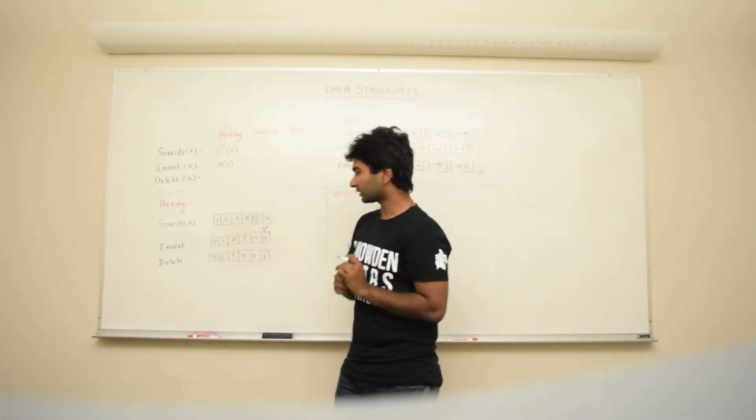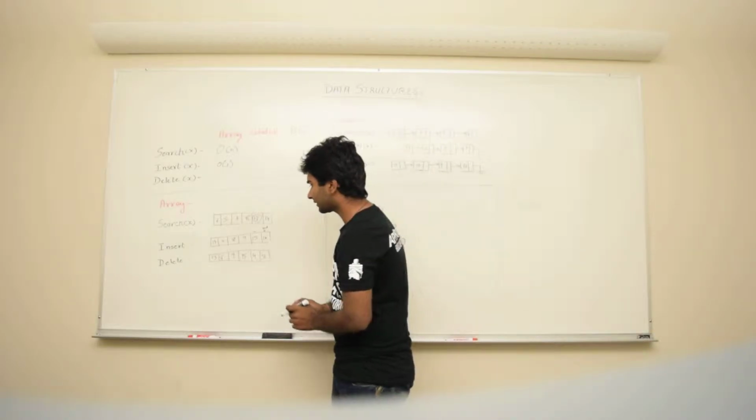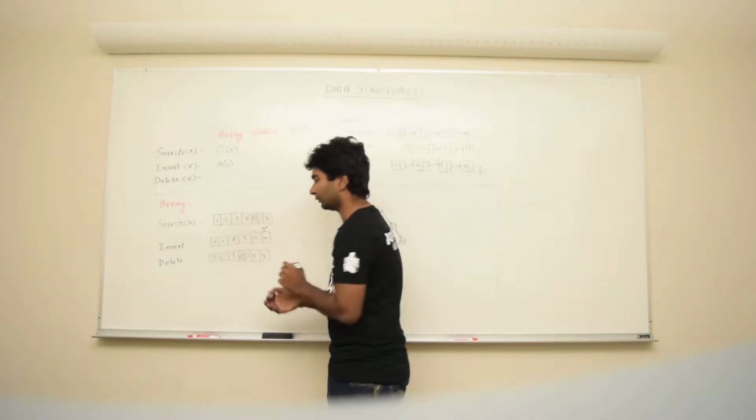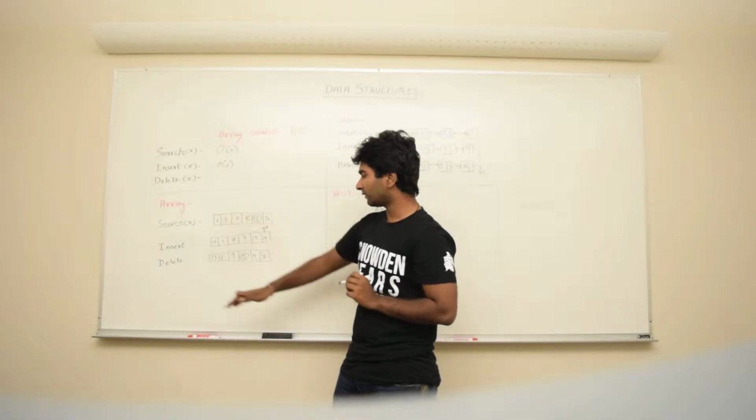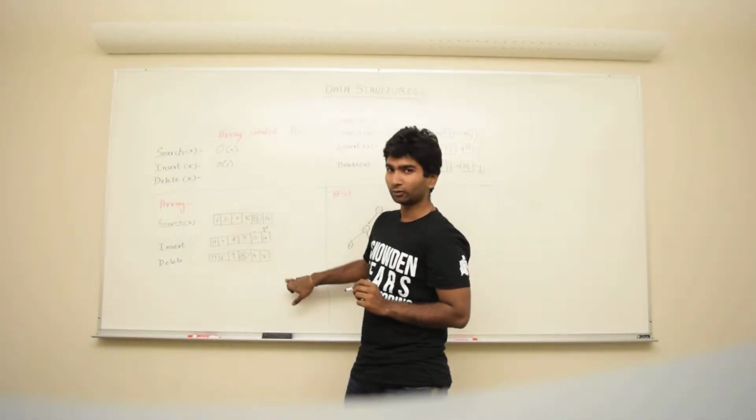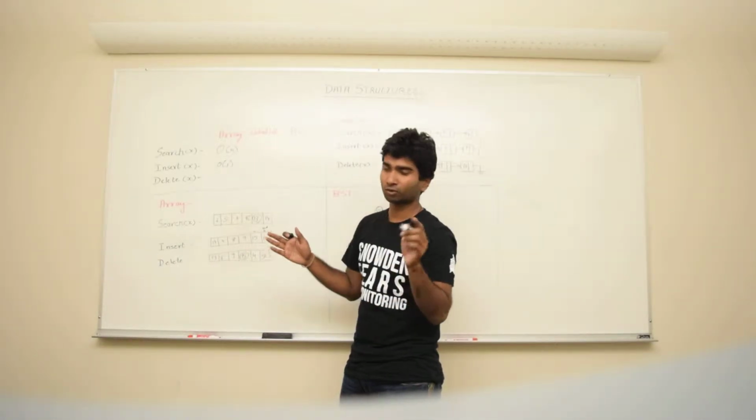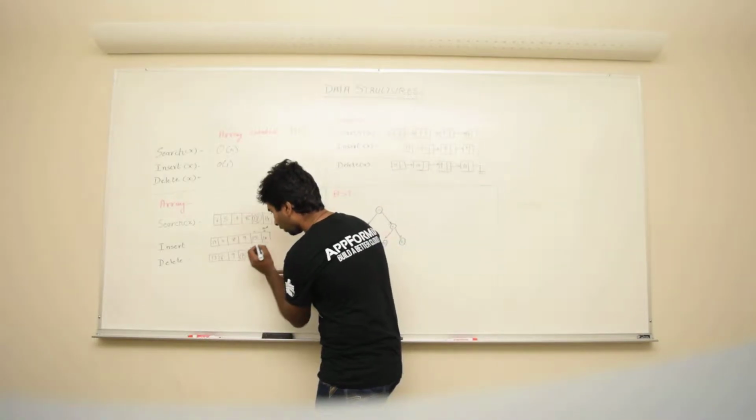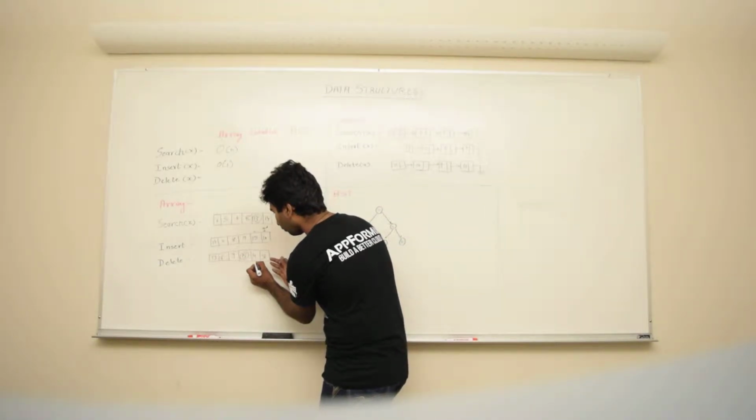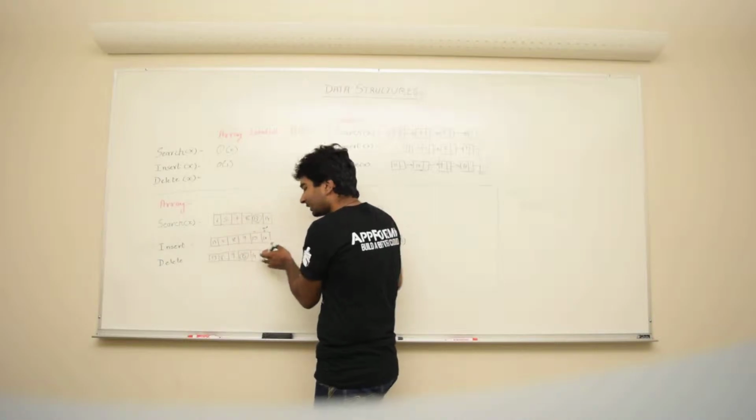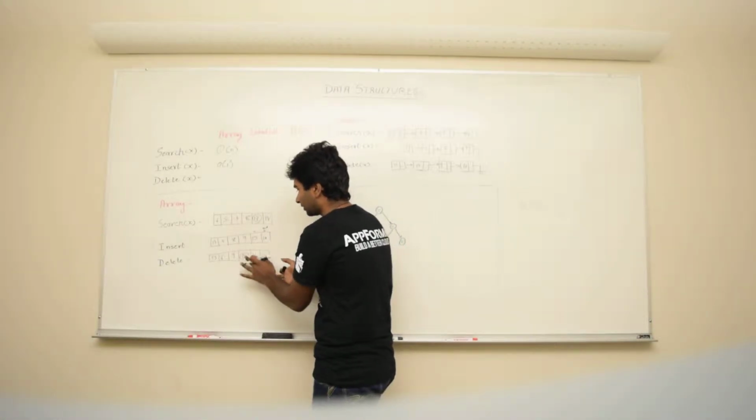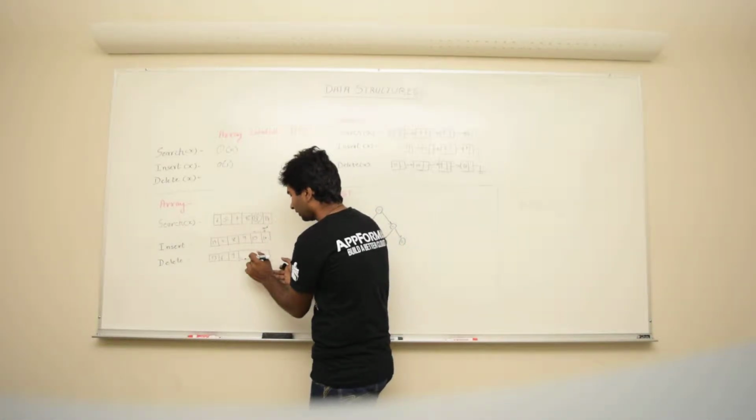For the delete operation, it's a little bit tricky. Let's say we want to delete the value 15. What we'll do is search the array for the value 15, which takes O of n time. Now the tricky part is we want to move all the elements which are on the right side to that position. We will delete this element. We'll move 4 here and 3 here.